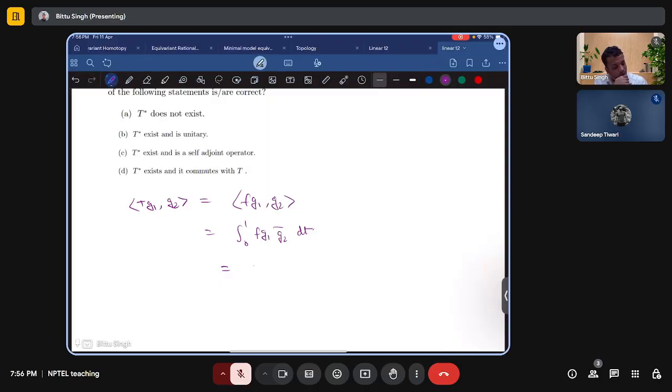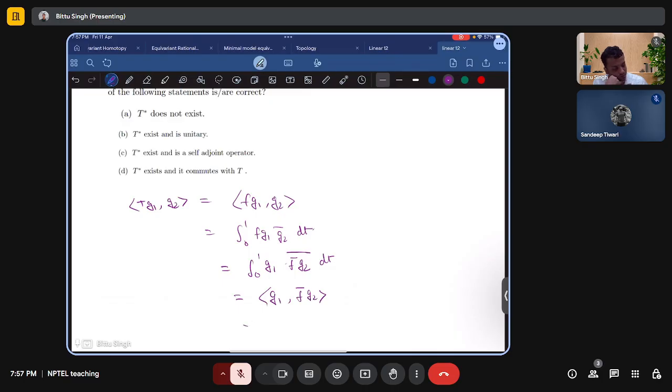Now this inner product is same as, so we can exchange the place of f. So g1 times, we can take double bar of f. So f bar g2, and bar. We can write it as this, right? Because f double bar is same as f. So there is no issue. Now this is same as the inner product of g1 with f bar g2. So from here it is clear.